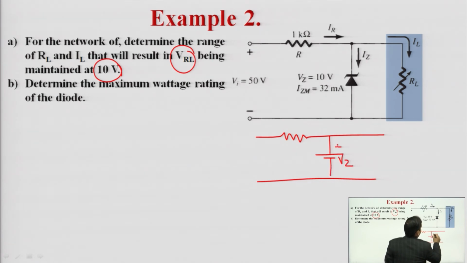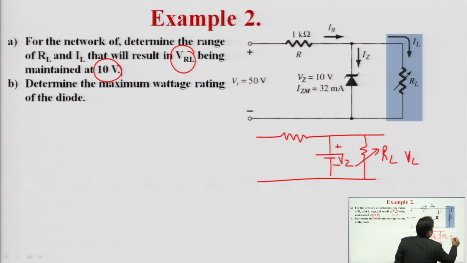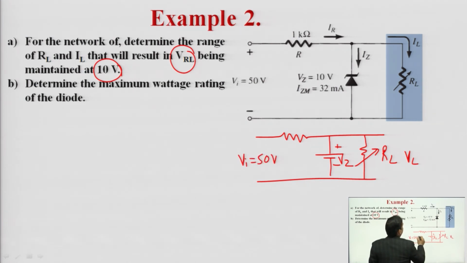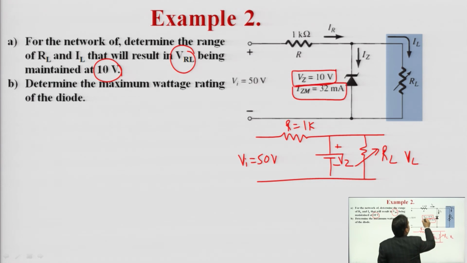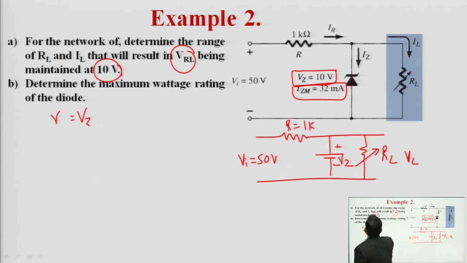This is Vz, this is RL, this is VL, and here we have Vi which was fixed at 50 volt, and this R is 1K which is also fixed. It is given that the Zener voltage Vz is 10 volt and IZM, the maximum limit for Zener current, is also given, which is 32 milliampere.